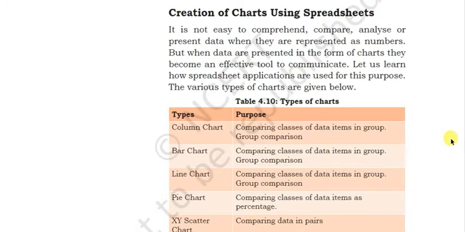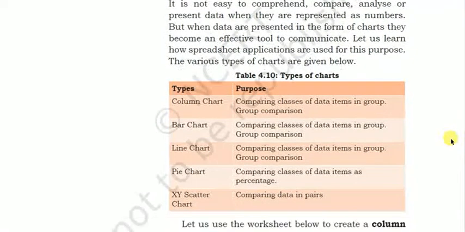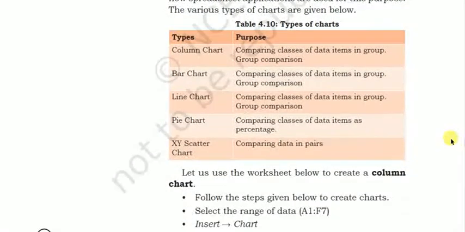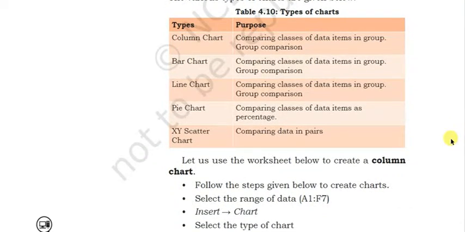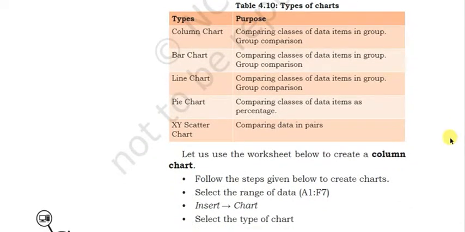So charts are very important to analyze a particular data and making future decisions. So what are the types of charts that are available in this software Calc? Column chart, bar chart, line chart, pie chart and XY scatter chart. Okay.